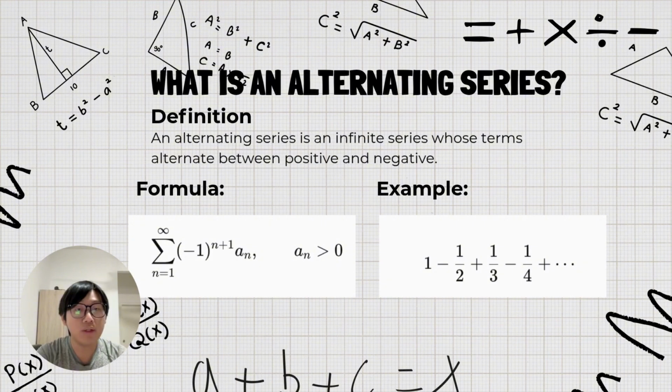1 minus 1/2 plus 1/3 minus 1/4, and so on, where each term changes from positive to negative repeatedly. Unlike an ordinary series, an alternating series has special properties, and under certain conditions, it can converge to a finite value.